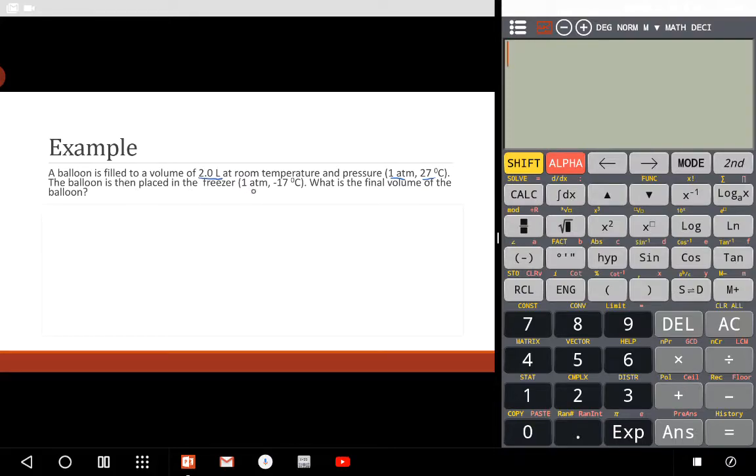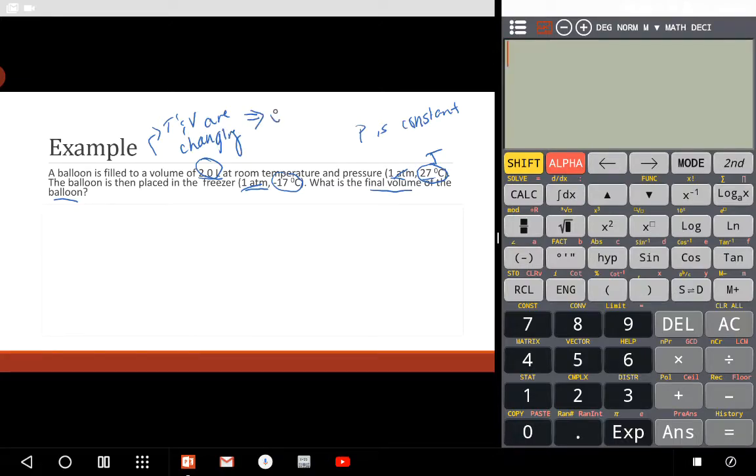Then the balloon is placed in a freezer, and pressure is staying constant. So P is constant, but my temperature is changing. So my T is changing. What is the final volume of the balloon? So this is telling me that I need a relationship between different volumes and different temperatures. And so T and V are changing.